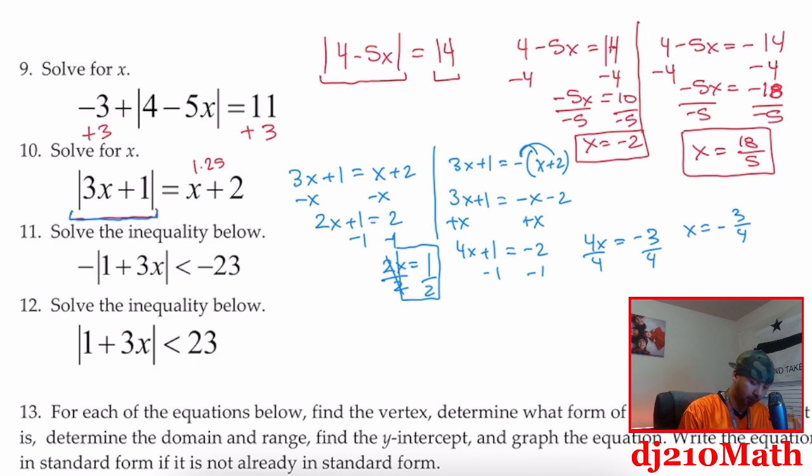all right, this is going to take some work. So this is going to be 3 times 3/4. 3 times negative 3/4 is negative 9/4. So negative 9/4 plus 1. I need a common denominator. So 4/4. So this is going to be negative 5/4. So negative 9/4 plus 1 is equal to negative 5/4.